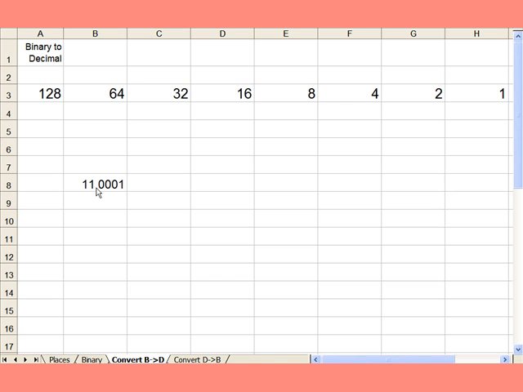So here's a binary number with 6 bits, and we need to know what is the decimal equivalent of that number. So let's take these bits and put them in their places. Going from right to left, we have a 1 in the 1's place, and we have a 0 in the 2's place, the 4's place, and the 8's place. We have a 1 in the 16's place and a 1 in the 32's place.